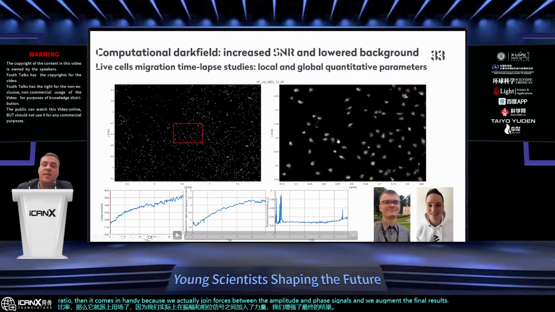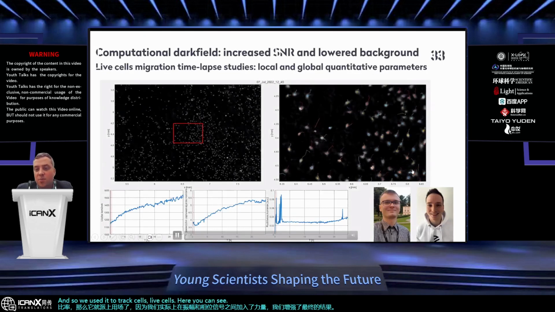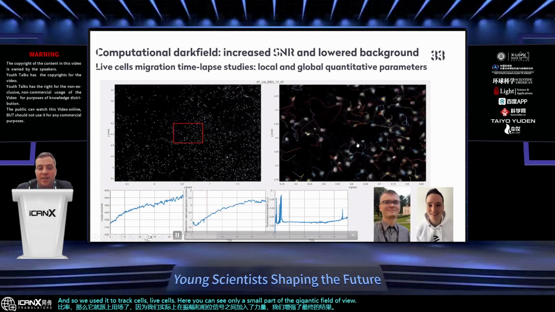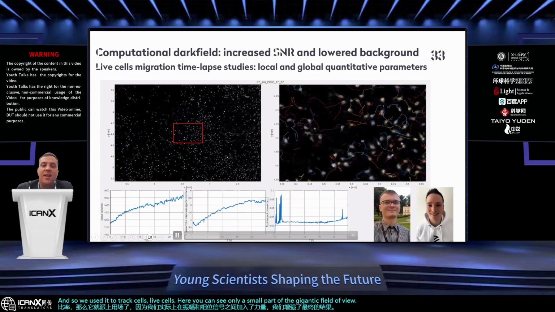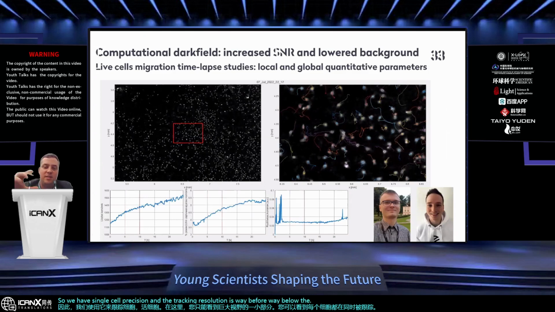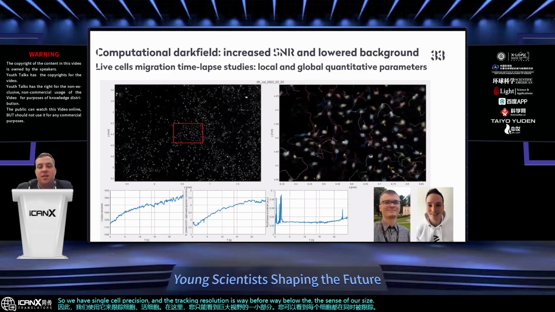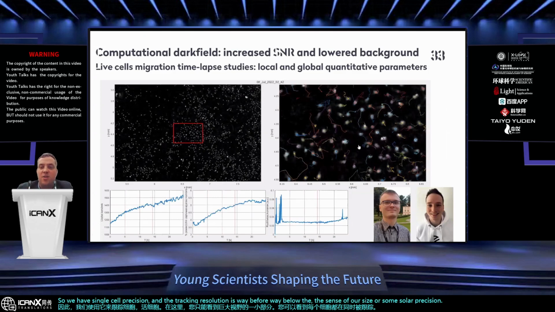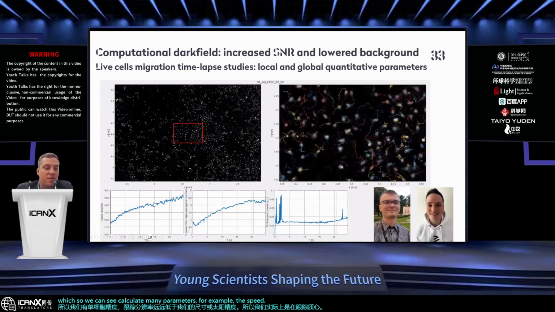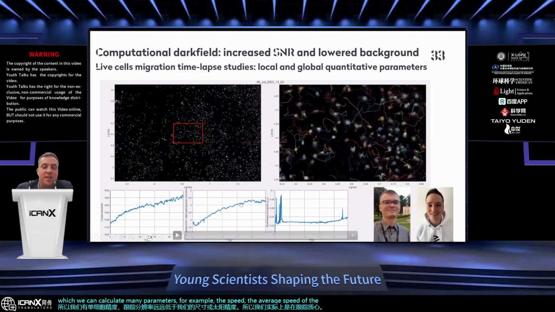And so we used it to track live cells. Here you can see only a small part of the gigantic field of view, and you can see that every cell is being tracked at the same time. So we have single cell precision, and the tracking resolution is way below the cellular size, so it's subcellular precision. We are actually tracking the center of mass of each cell. We can calculate many parameters, for example, the average speed of the culture, the number of cells, and the confluence, and many more.